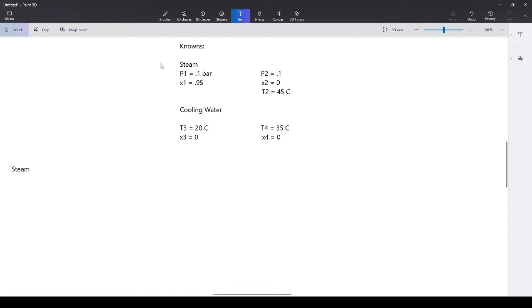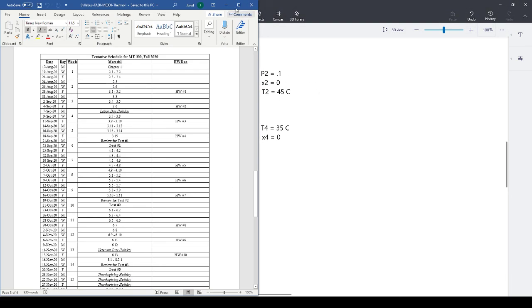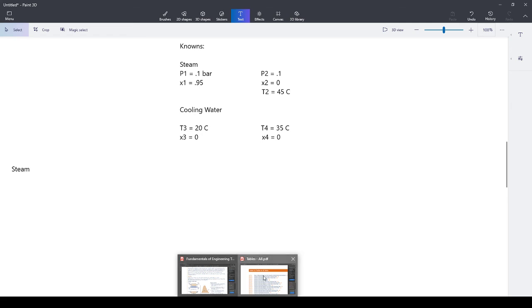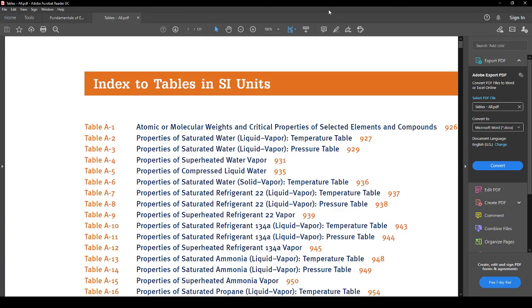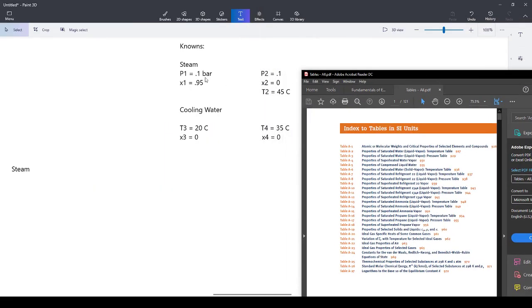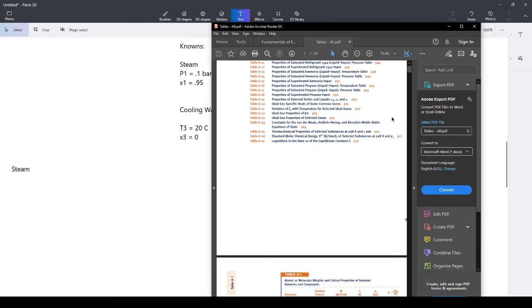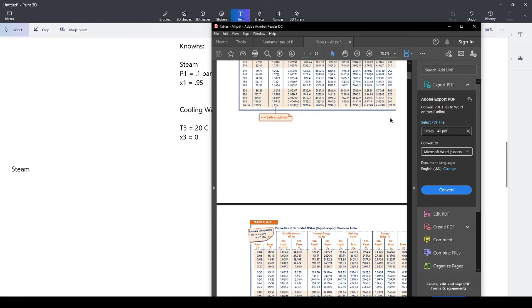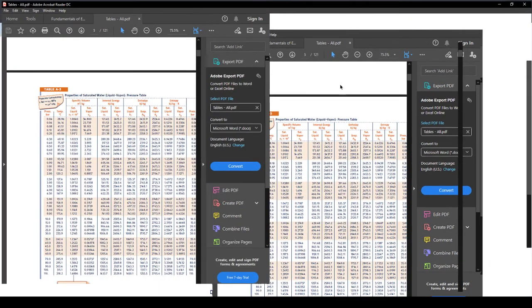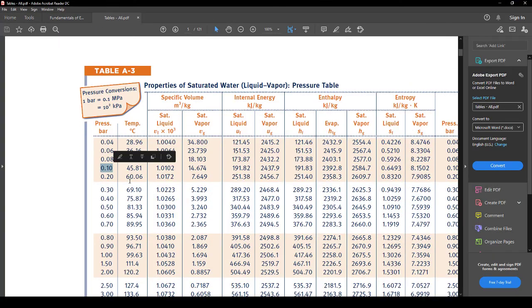What we need to do is find everything we can about these values. What do we know? Let's go to the tables. If we go to the tables, we will see pressure 1 is 0.1 bar, X1 is 0.95. That means we need to go to the saturated tables immediately, and we need to go to 0.1 bar right here. Our quality is 95%, which means we need to find the actual enthalpy value that we need here.